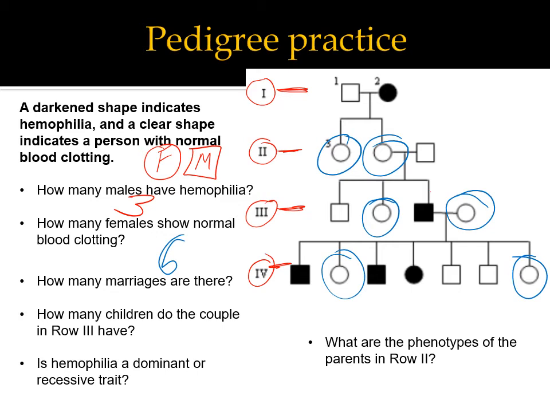Or sorry, a good amount actually there. How many marriages are there? So how many times do we see a line connecting two people? And really, even that word marriage, really we're saying how many matings are there. It doesn't have to be married, but they did have kids.